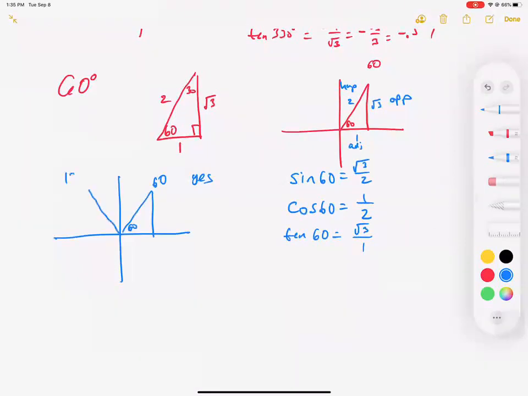120. Can I divide 120 by 60? Yes, this is a 60-degree angle. Can I divide 180 by 60? Yes, but the problem is that's not going to leave us a triangle. We'll talk about that a little bit later. 240. Can I divide 240 by 60? Yes, I can. Can I divide 300 by 60? Yes, I can.